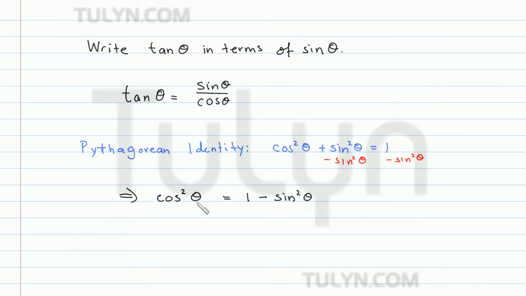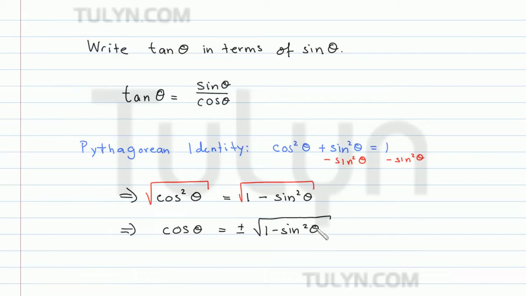Okay? And then to solve for cosine, we just take the square root of both sides of the equation. So simplifying, on the left we just get cosine of theta, and on the right we get plus or minus the square root of 1 minus sine squared theta. So now since we have cosine of theta written in terms of sine of theta, we can replace this up here.